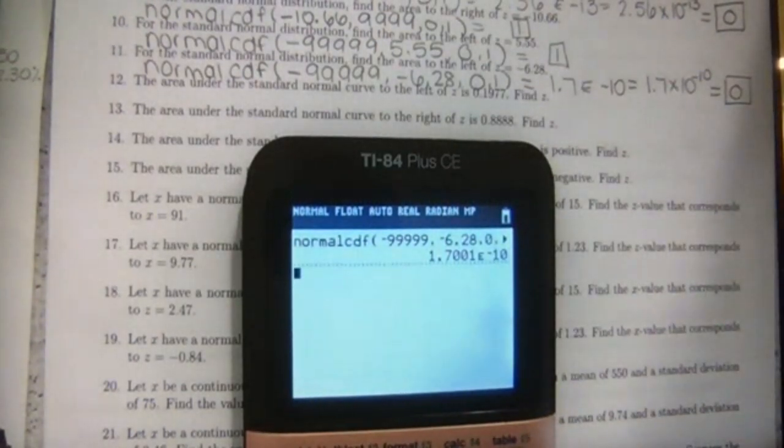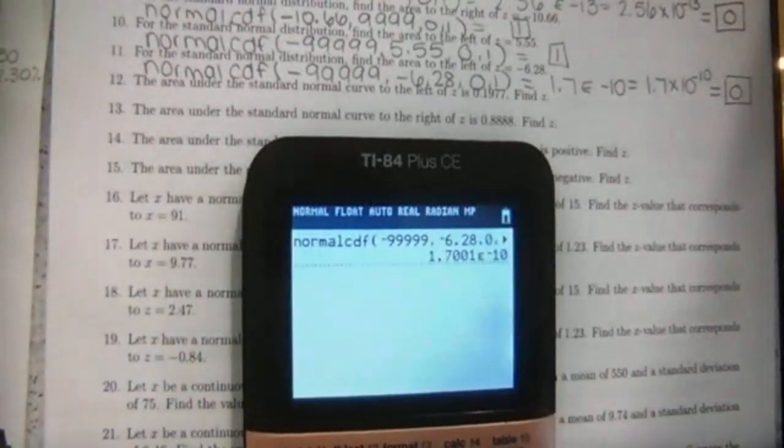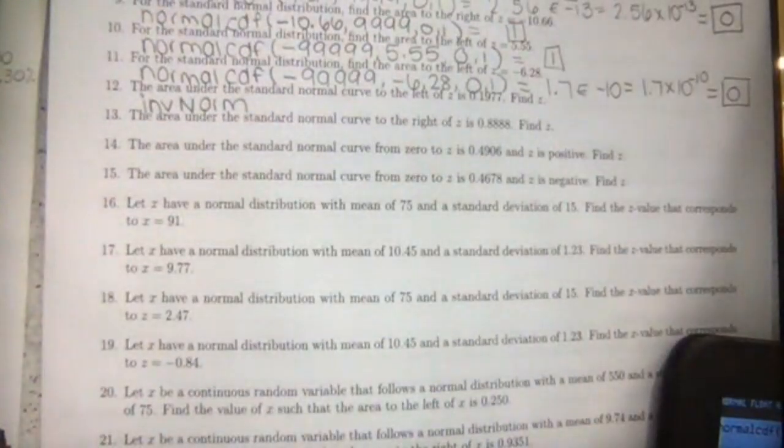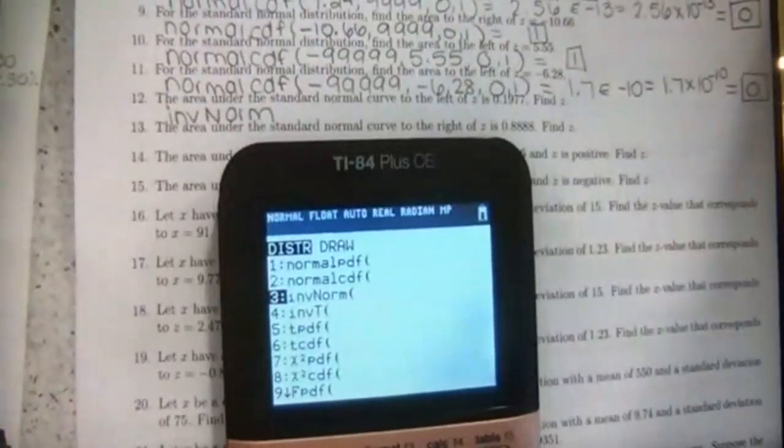Number 12 is the opposite. So this time it gives us the area under the standard normal curve. Left of z is 0.1977, and it asks us to work backwards to find z. Because we're working backwards, this is our inverse norm. Remember, for inverse norm, it's going to be second bars going down to inverse norm.